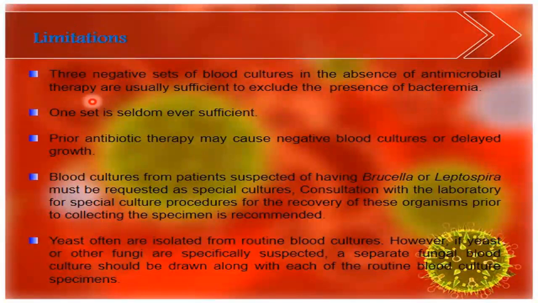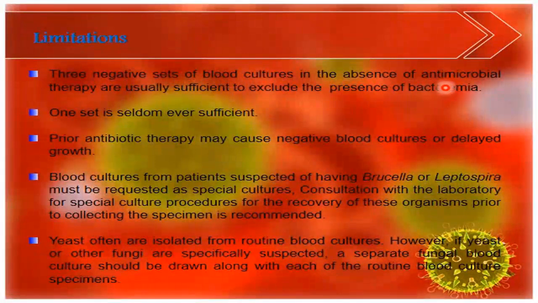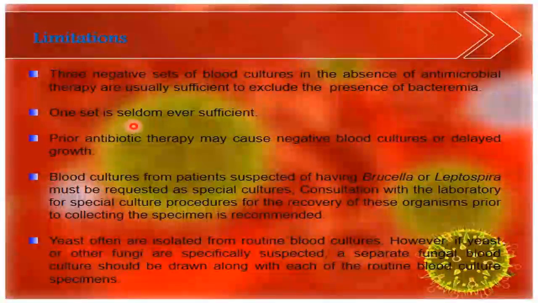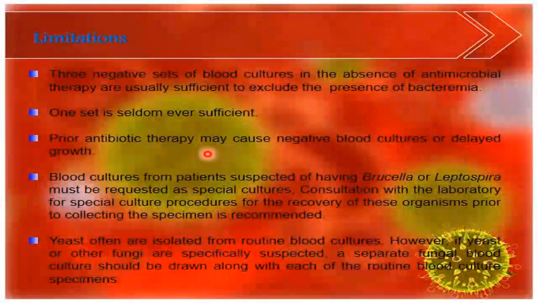What are the limitations of blood culture? Three negative sets of blood culture in the absence of antimicrobial therapy are usually sufficient to exclude the presence of bacteria. So to exclude bacteremia, I need three negative blood culture bottles and the patient not taking antibiotics, under standard conditions. One set is seldom sufficient. Prior antibiotic therapy may cause negative blood culture or delayed growth.